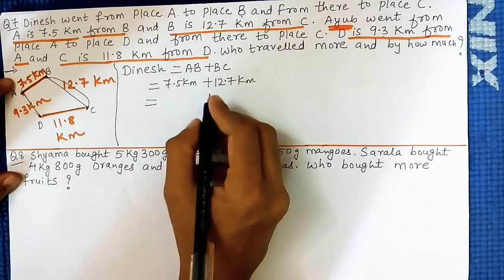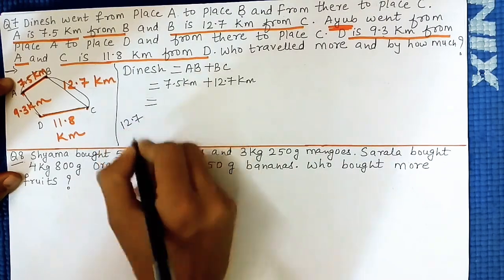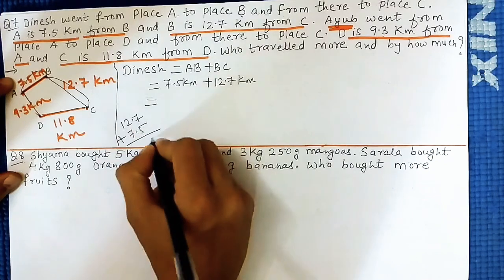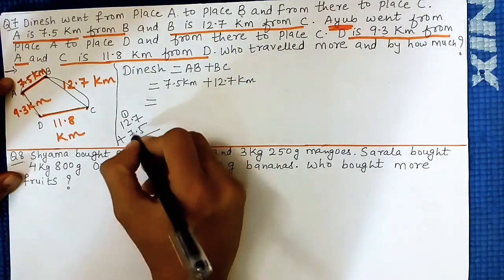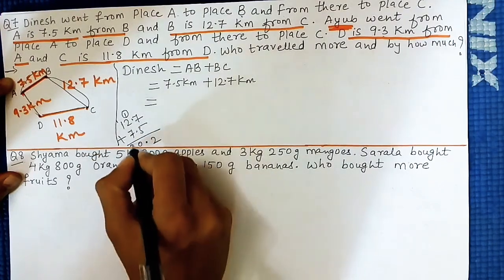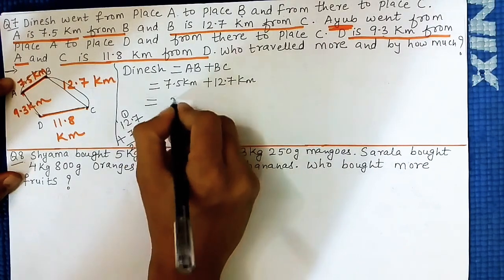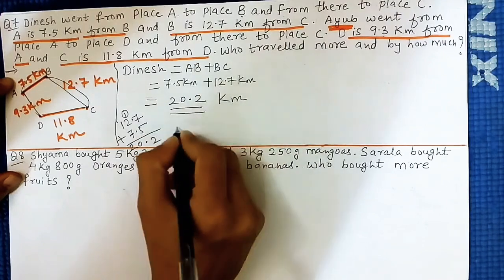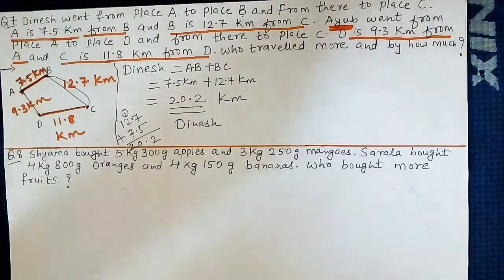So how much will it be? So let us add 12.7 and 7.5. If we add both, 7 plus 5 will be 12. Carry 1, point below point, and here 7, 8, 9, 10. So 0, carry 1. So it will be 20.2 kilometers. So this much distance is travelled by Dinesh. So we got the distance of Dinesh.